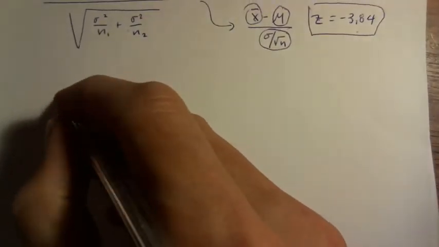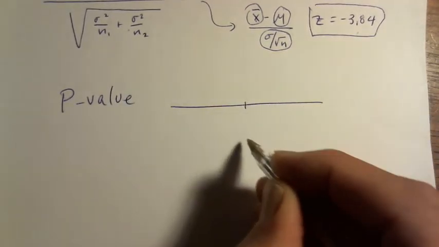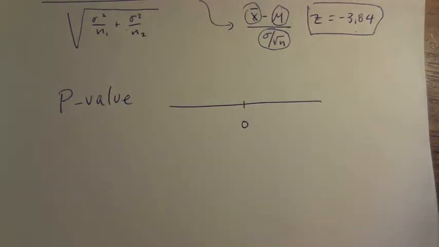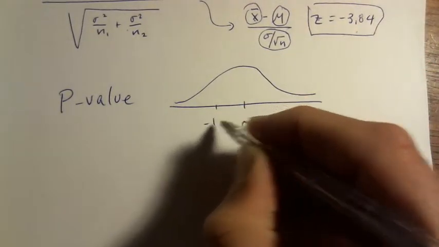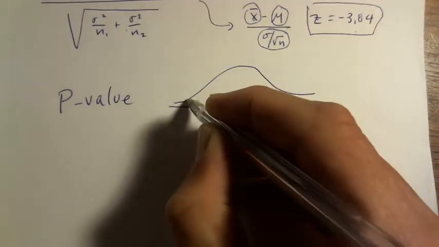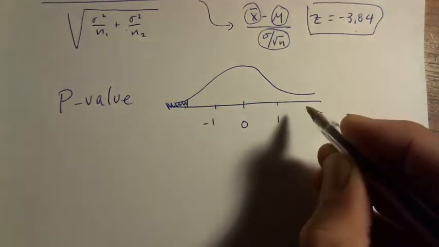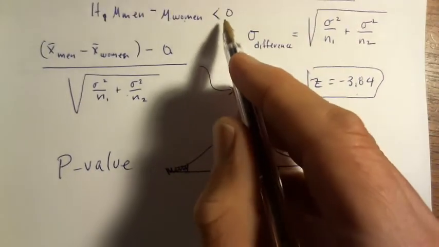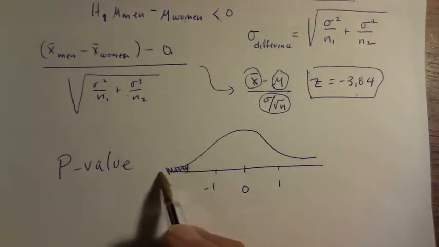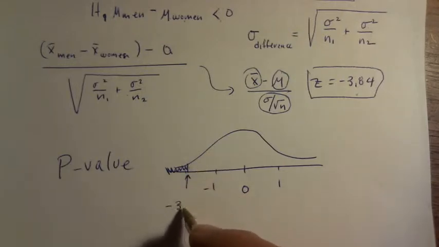If we want to figure out what our p-value is, we have a distribution that's centered at 0, standard deviation of 1, and we want to figure out the area to the left of that. This is a left-tailed test. Sorry, let's go up here. It was a left-tailed test, so we want to figure out the area to the left of our test statistic, negative 3.84.